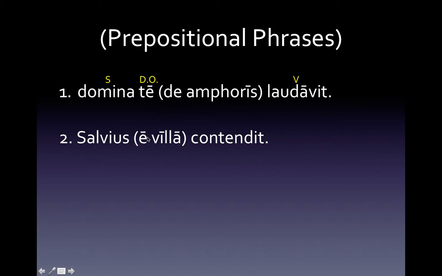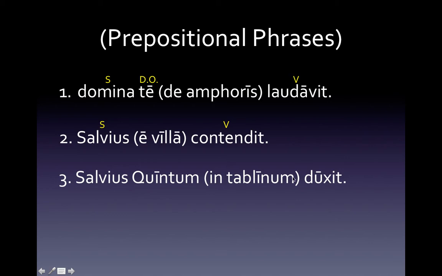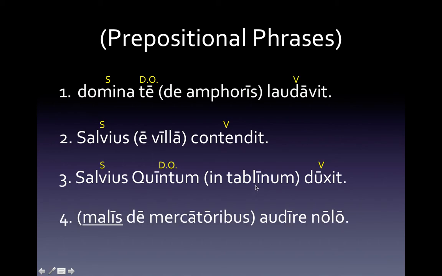This one, number 2, e villa, was our prep phrase. Now we can label everything on the outside of it. Salvius hurries out of the house. Here we had in tablinum as our prep phrase, and now we can easily label everything else. Salvius leads Quintus into the study.